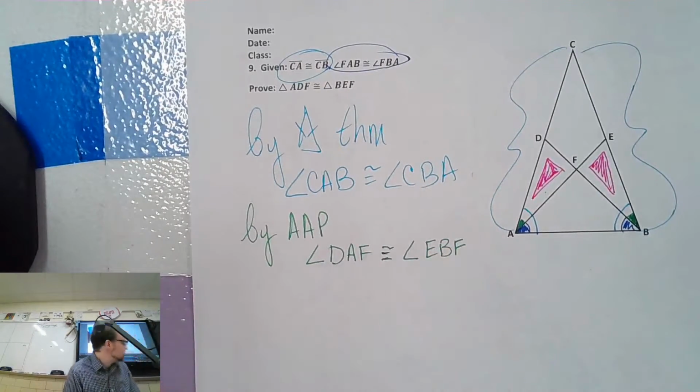My congruency signs are getting lazy. All right, so now we at least have one of the angles of the pink triangles. What else can we get?